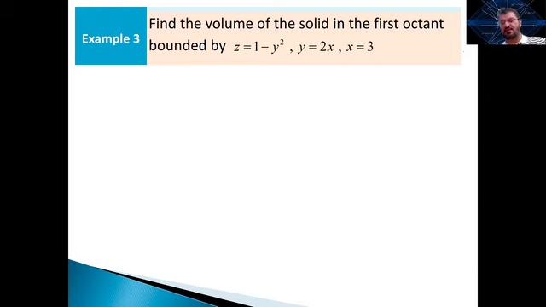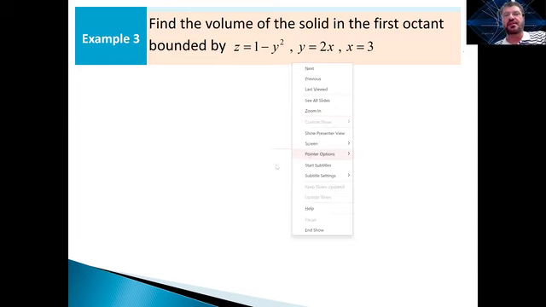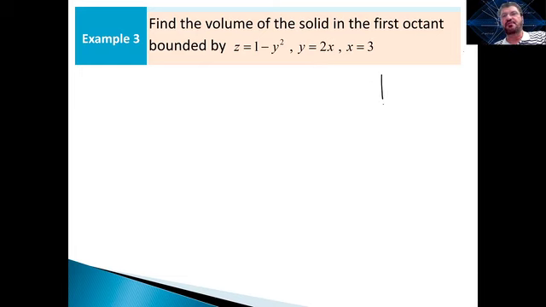Let's go to more solid functions. What is the volume of the solid in the first octant bounded by z equal 1 minus y square and y equal 2x and x equal to 3? So first, let me graph that thing here. All right, let's put the graph first.